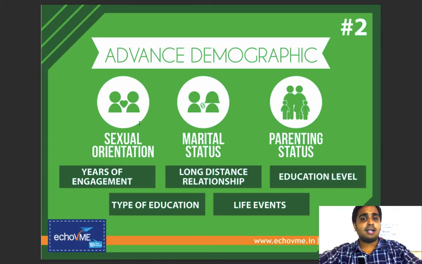So for example, you can target people on the basis of sexual orientation, men liking men, men liking women, men liking both. Similarly, women liking men, women liking women, women liking both. You can target people on the basis of marital status, parenting status, years of engagement, long distance relationship, education level, type of education, life event, job titles, employers, and a lot more interesting data which is available for a marketer to reach out to. Only thing is the identity of the person is masked. It does not show who we are going to reach, but how many people we are going to reach is something that Facebook shows us on the dashboard, and we can place our advertisements accordingly.